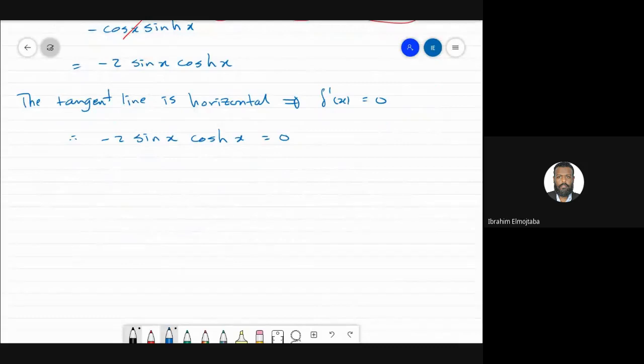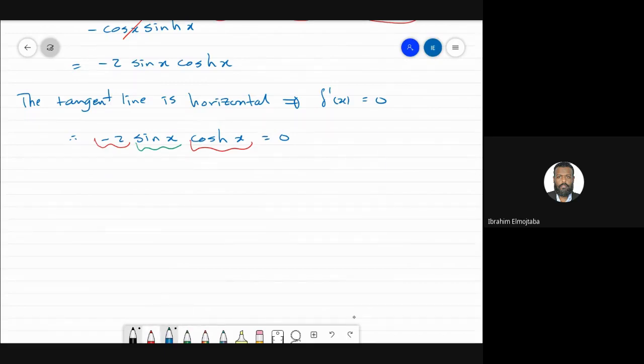Now for this equation, we can say that hyperbolic cosine x cannot be 0, and also minus 2 cannot be 0, which means the only option we have that might be 0 is the sine x that equal to 0. Why hyperbolic cosine is not 0?